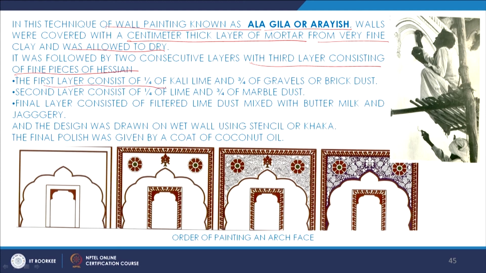First layer consists of kali lime and gravels or brick dust. Second layer of lime and marble dust. Final layer, filtered lime dust mixed with buttermilk and jaggery. And the design was drawn on wet wall using stencil or khaka. The final polish was given by a coat of coconut oil, and that's how you begin from here until here you get this painting on the face of the arch.